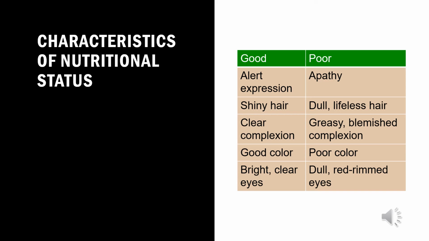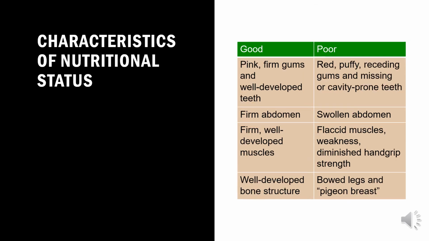Are your patient's eyes bright and clear? Are they dull or red rimmed? Another way to look at a patient's color is looking at their gums or the inside of their mouth. The inside of their mouth should be pink. The teeth should look good. If their gums are red or puffy, or sometimes very pale looking, so they're not really nice and pink anymore, that's a sign that there's something wrong. Looking at their abdomen, their muscles and their bone structure, all of those things are important.